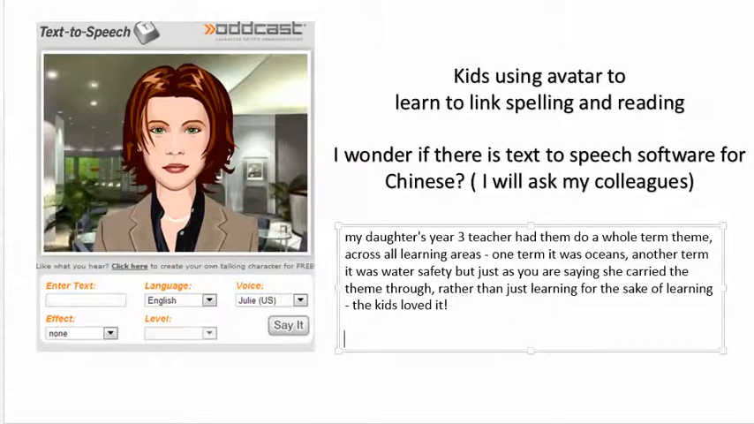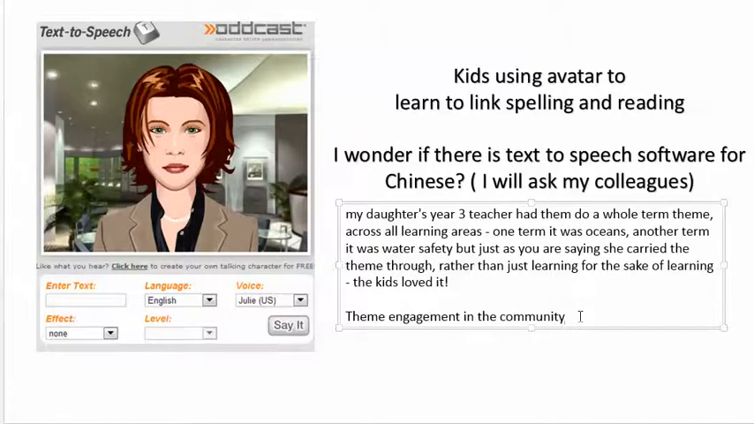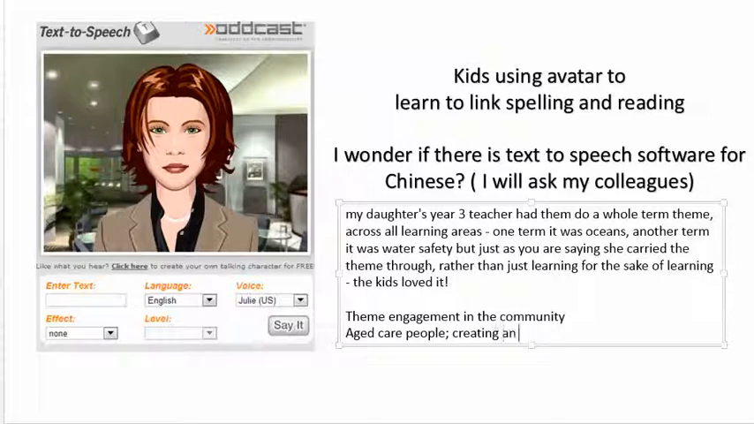But for me, the theme is engagement in the community, right? Because I draw my theme not from the curriculum, but from the curricular priorities. So one will be aged care, people. Another could be, what did I say? Could be creating an online map of a school. So it's just a general community thing that you do for anybody, a lovely thing for the school community, for the visitors. And the other one I said, what was the other one?